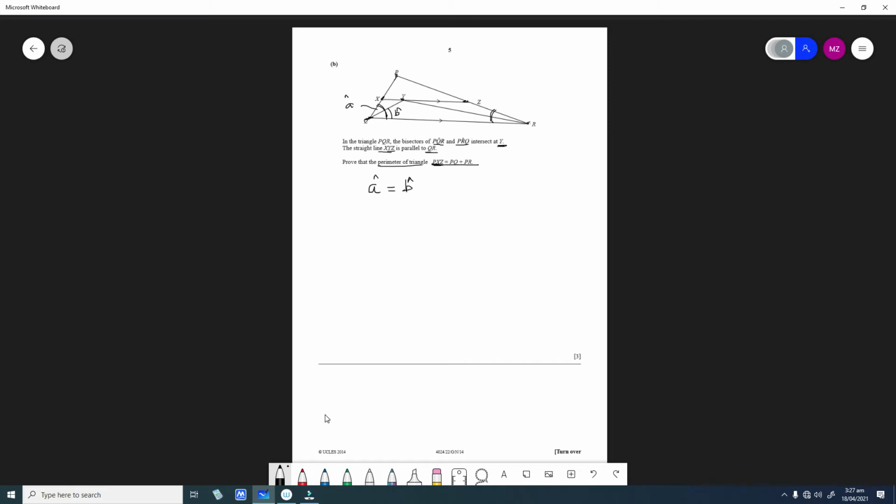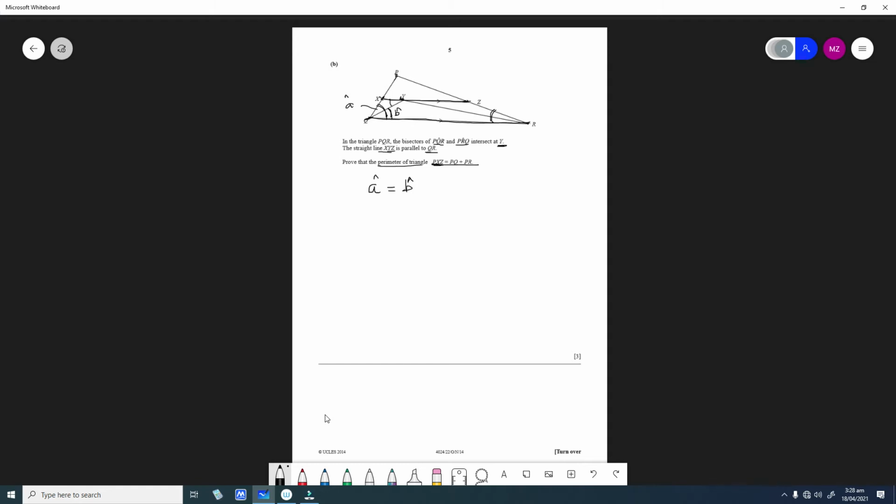Now, the line XYZ, the line which is passing through these two points, is parallel to this line QR. This is the QR line. Now, since this line is parallel, and if we take QR as a transversal, and XYZ and QR are parallel, therefore if we take this angle and this angle, these two angles are equal.